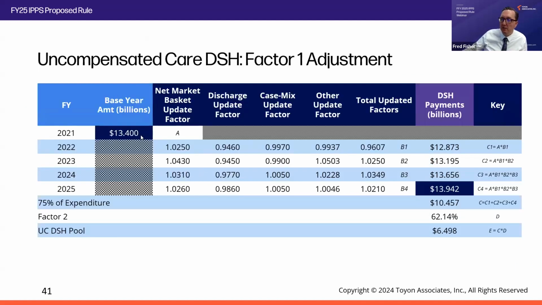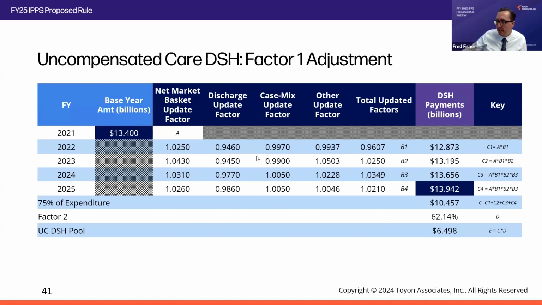Just real quick, I'm not going to spend too much time, but if you're ever curious how this all works, here's the base. These are all the update factors. They're important because they drive that Factor 1 adjustment from the base year they're using. They're effectively taking a current value and trying to project the present value of these dollars in 2025.